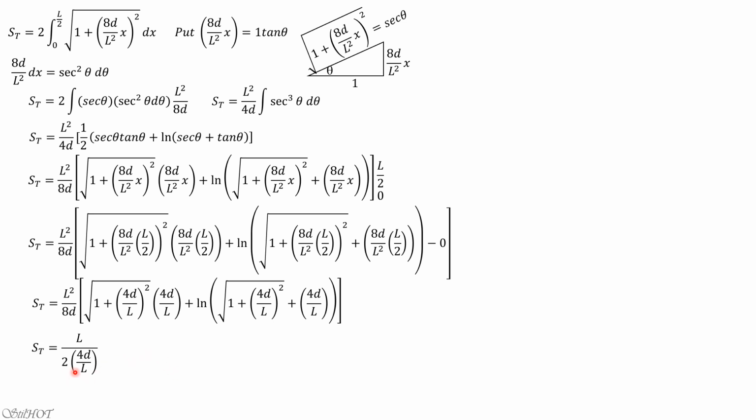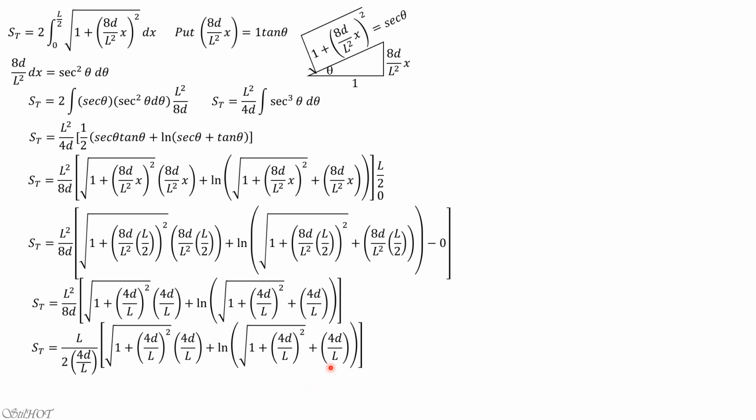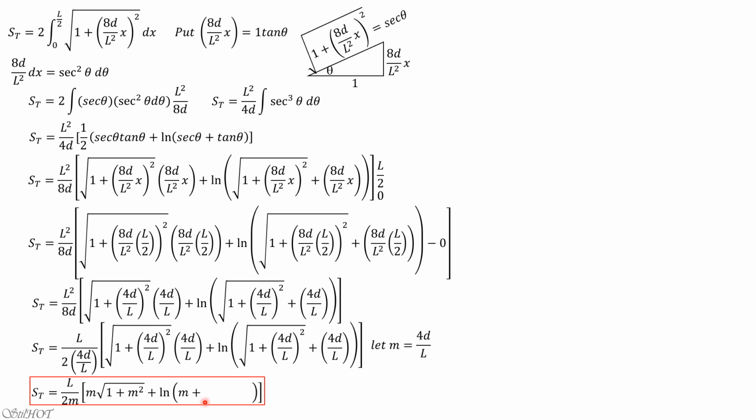So L squared over 2 times 4D over L also. Let's make this into this form: the square root of 1 plus 4D over L squared, times 4D over L, plus ln of the square root of 1 plus 4D over L quantity squared plus 4D over L. So replacing 4D over L by m, so let m be 4D over L, then the total length S total equals L over 2m quantity m times the square root of 1 plus m squared plus ln of quantity m plus the square root of 1 plus m squared.